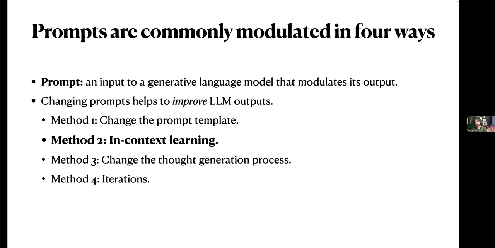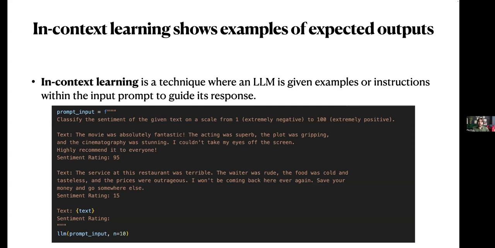The second thing is in-context learning. What does that mean? I'm sure most of you know, but just to make sure everyone's on the same page, in-context learning is where you have a language model where you give specific examples or instructions with a specific input and output you want. So here's an example. This is what an in-context learning example prompt could look like in Python.